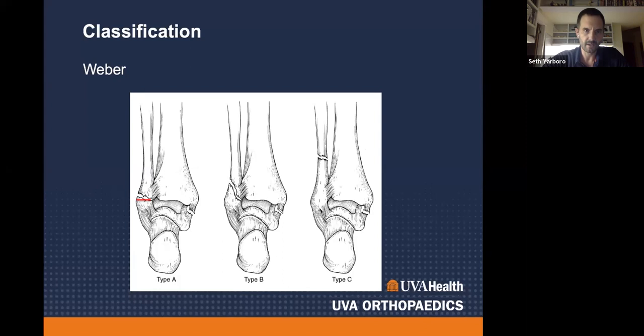The Weber classification, also the AO classification, is all talking about the same thing. It's describing the fracture based on the level of the fibula. Weber A is just below the level of the joint, typically an avulsion injury. Weber B doesn't have to be oriented like that; it could be any fracture of the fibula located or starting at the level of the joint. And then Weber C is above the level of the joint. So that's not too complicated. Everybody kind of understands that one.